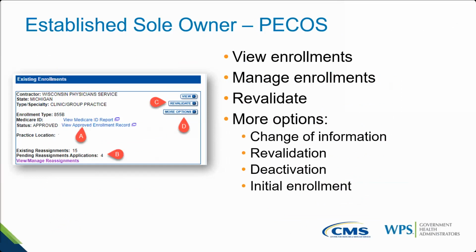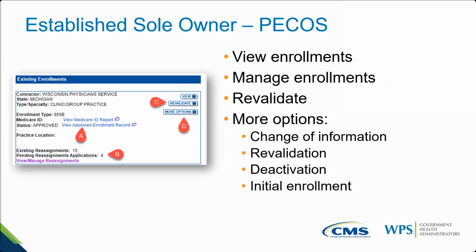So if your sole owner is established, meaning they have connections in PACOS, or you are working as a surrogate and you have connections to multiple providers in PACOS, same thing. You'll scroll all the way down to that first screen after you click My Associates, and you'll see the existing enrollment. Again, here you can see current enrollment information to see how they're set up, if it's time to revalidate, if they have reassignments, those can be managed from here.